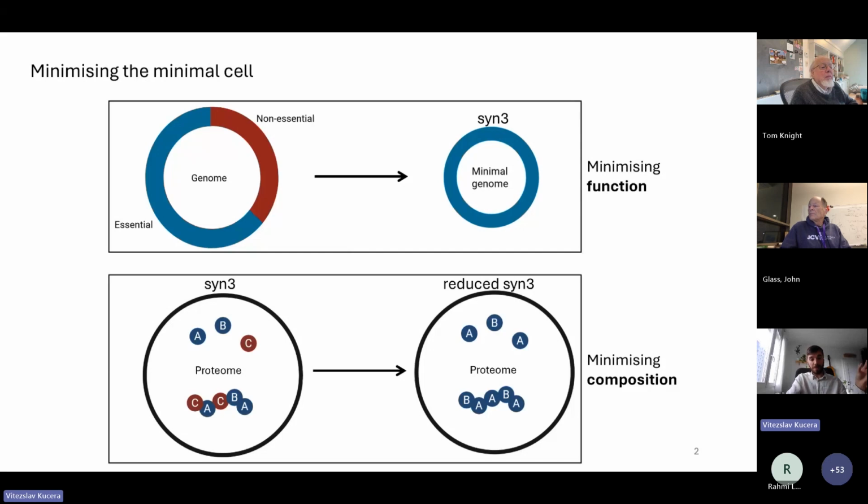So for that, we chose SYN3, which is a great model for that, because it already doesn't have a lot of amino acids in terms that it's got only a few hundred genes, which means that a lot of the amino acids are already reduced. So it still uses 20 canonical amino acids, but it does have fewer of them.